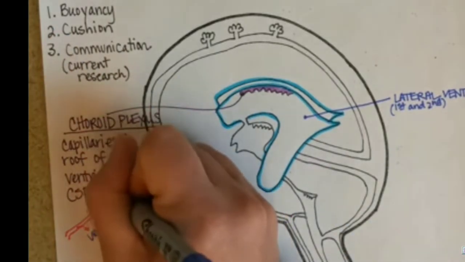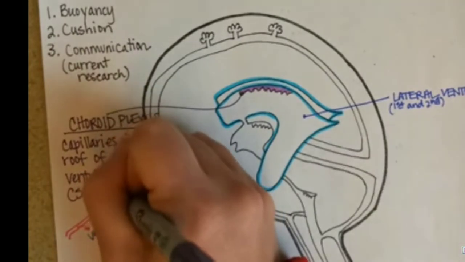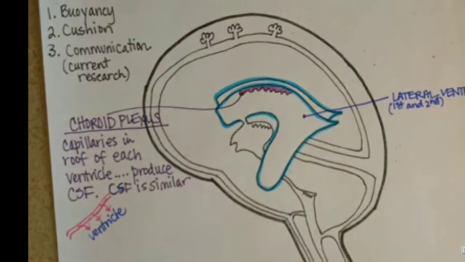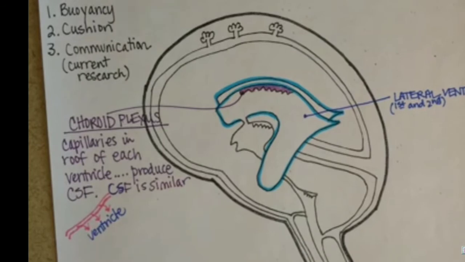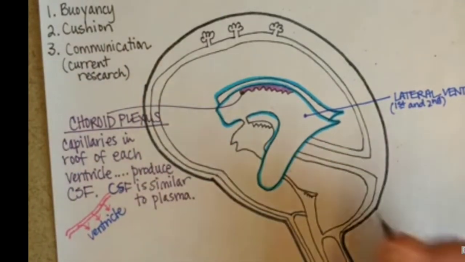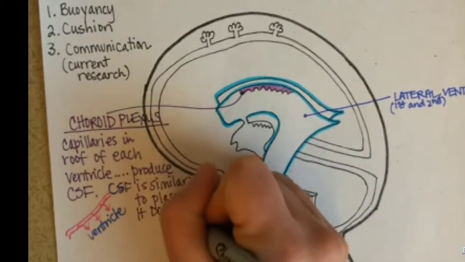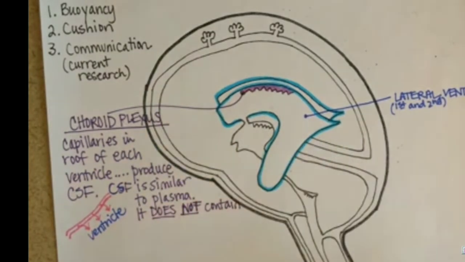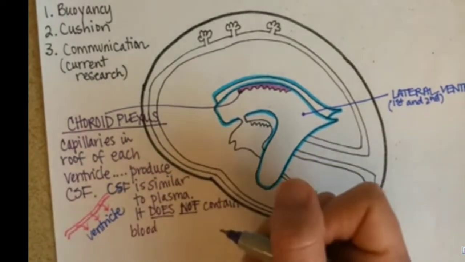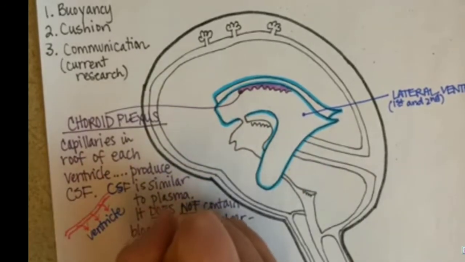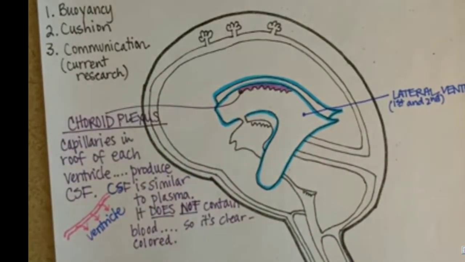So CSF is similar, oops, wrong color, purple. CSF is similar to plasma. It's not identical, and there are a lot of laboratory differences that doctors would like to examine, but I think for our intents and purposes, if you can grasp that it's very similar to plasma, you're doing pretty good. Basically blood without blood cells. It does not contain blood cells, so that makes it clear and clear colored. Almost like water. It has a little bit of a straw look to it though.